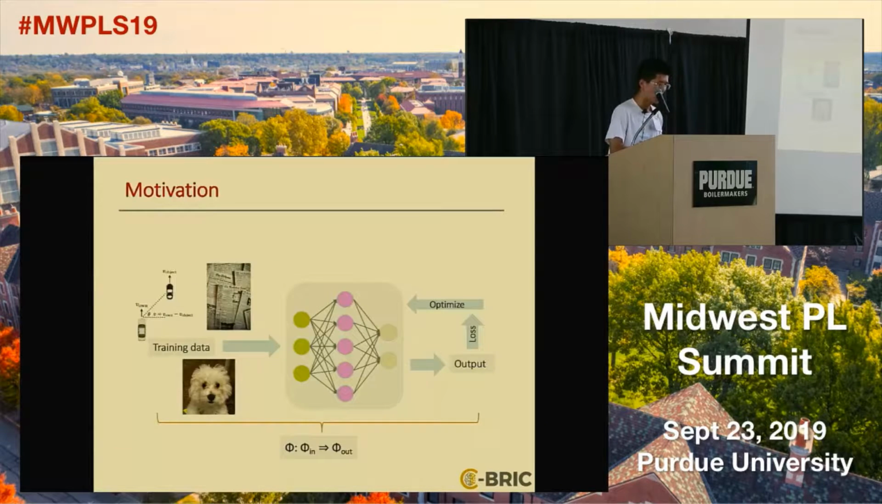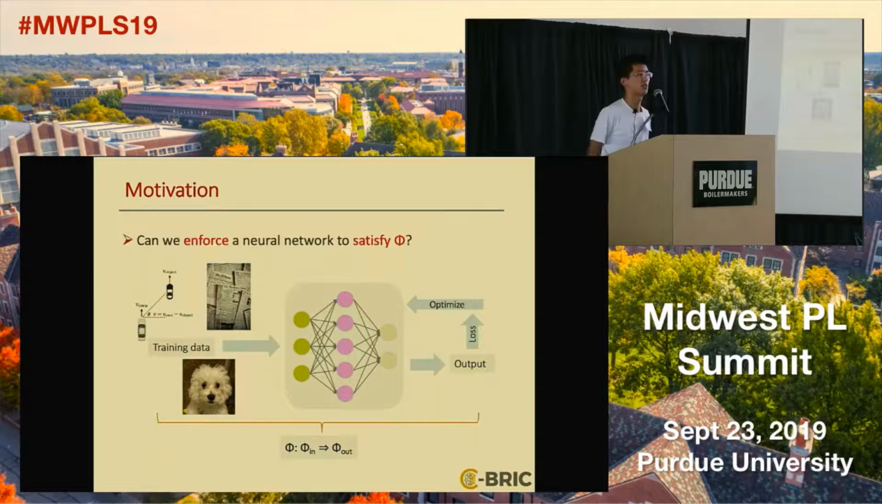Some kind of property saying that when the input satisfies some predicates, the output should satisfy some predicates as well. That motivates our first research question: can we enforce a neural network to satisfy some broader class of property phi?